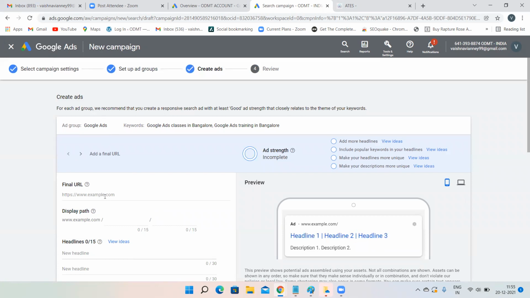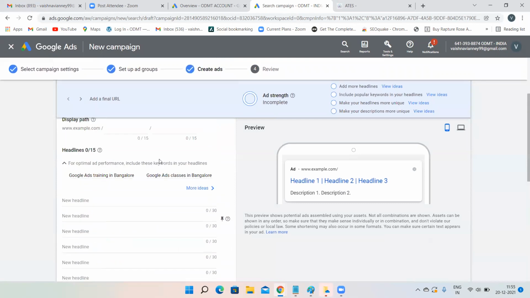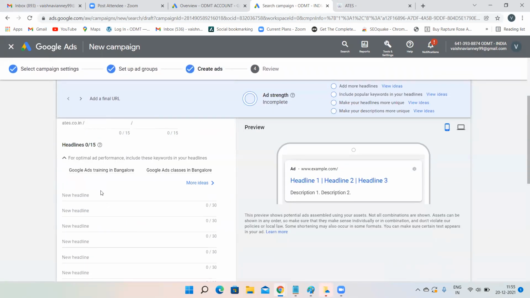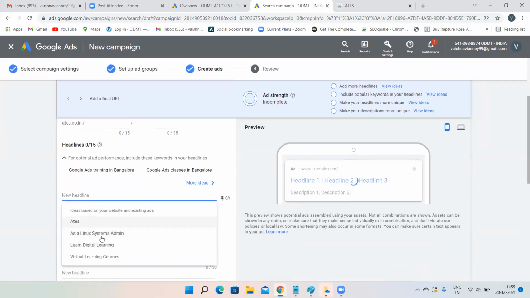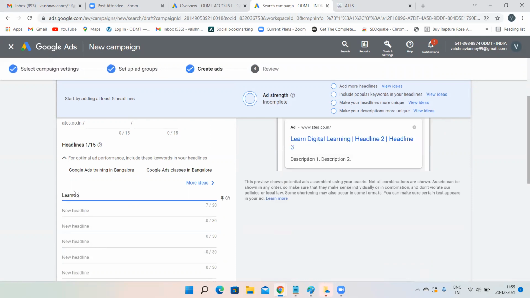Okay, see, for Google Ads now it is asking me. For SEO I have already given. Can you see over here the advertisement? Now for Google Ads I have to give something over here. So just copy and paste the URL. Again it is recommending me something. So I'll write learn Google Ads.